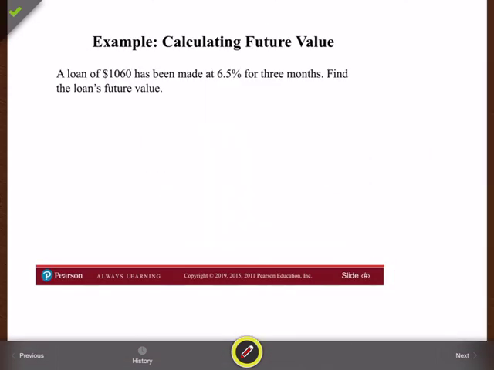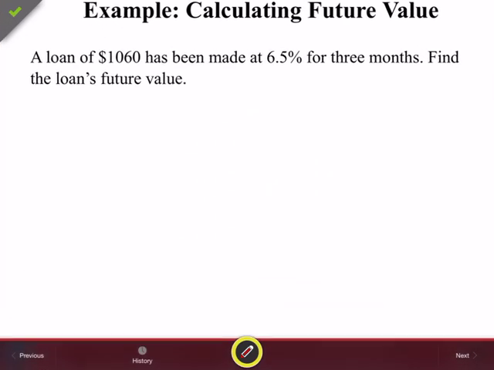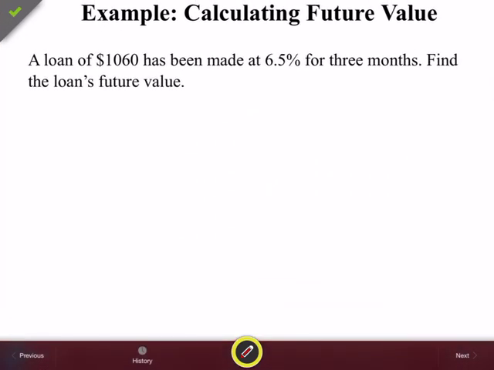Okay, let's get a new example. A loan of $1,060 has been made at 6.5% for 3 months. Find the loan's future value.